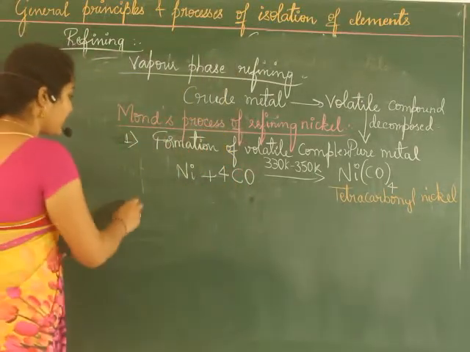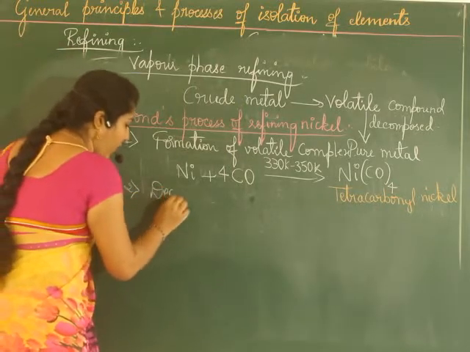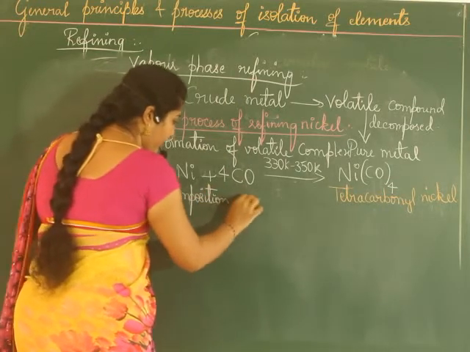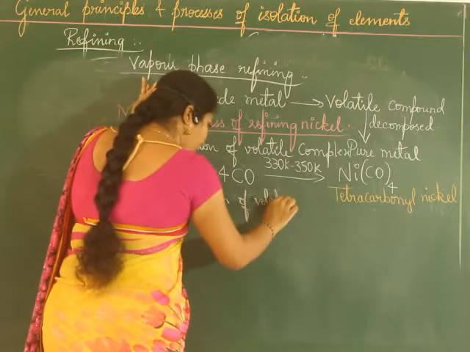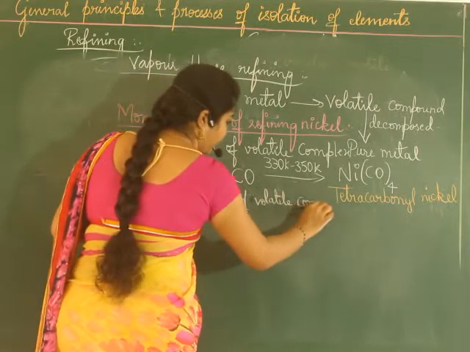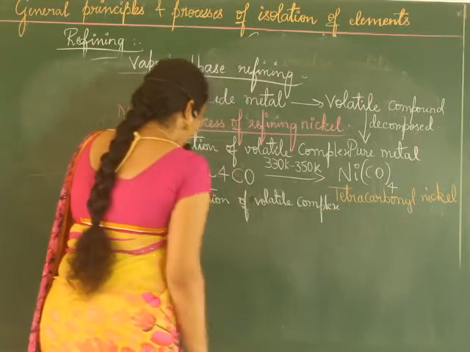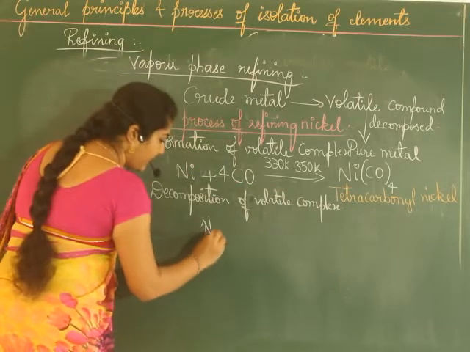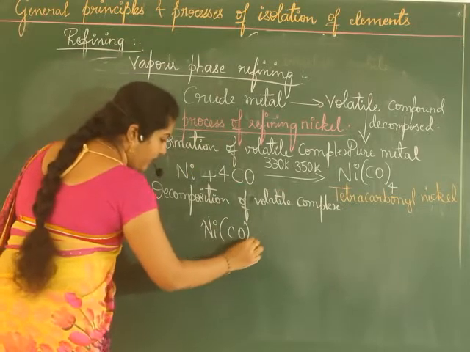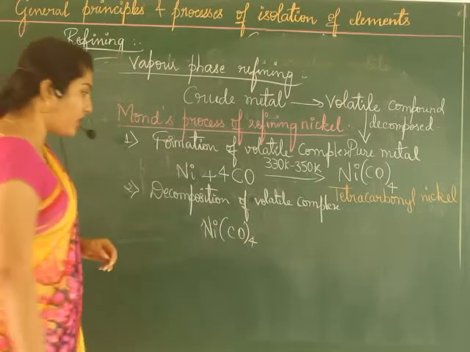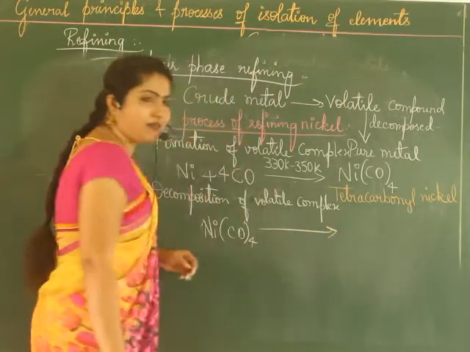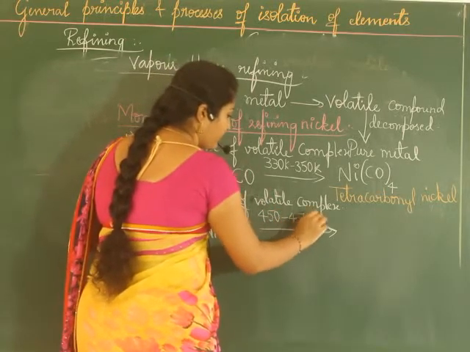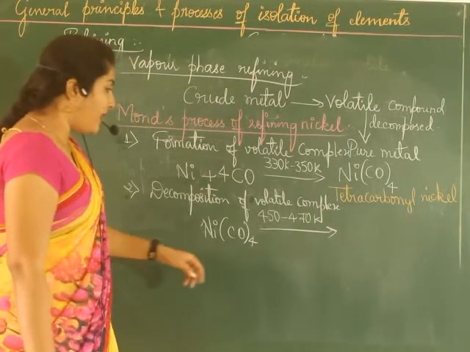Now the next step is decomposition of the volatile complex. Now what do we do here? Decomposition of the volatile complex. The tetracarbonyl nickel complex that is formed is subjected to heating at around 450 to 470 Kelvin, a high temperature, where it decomposes.